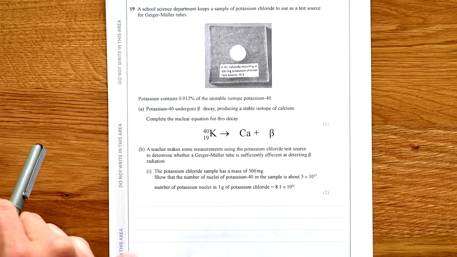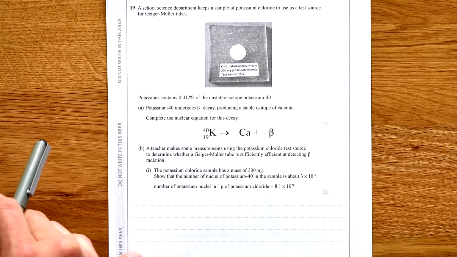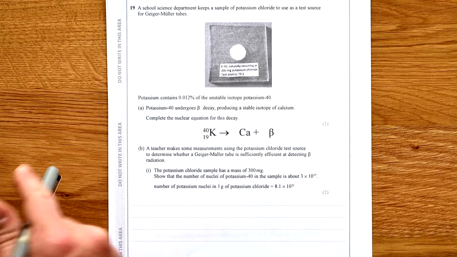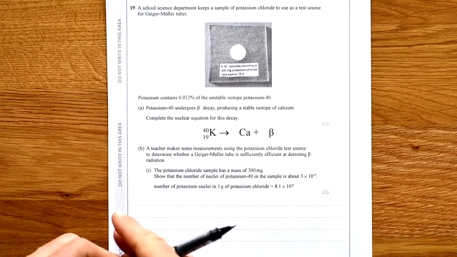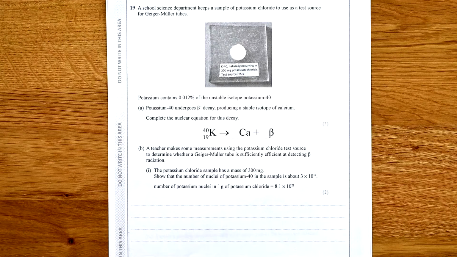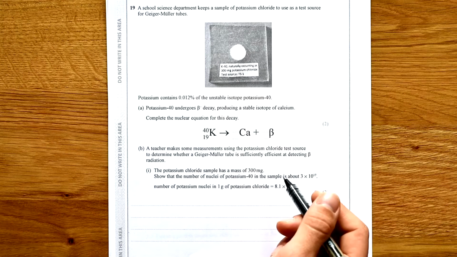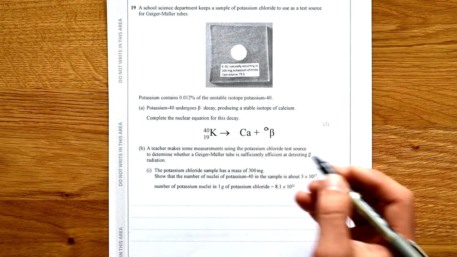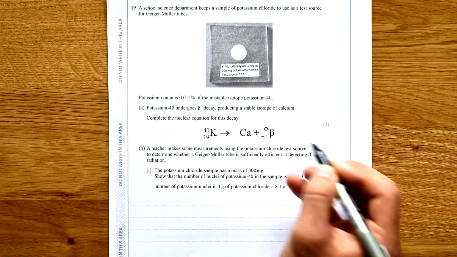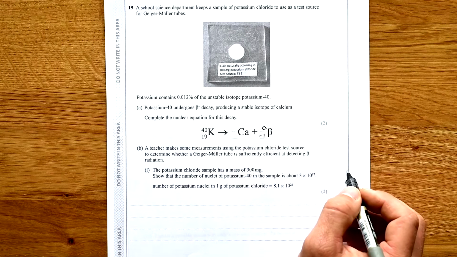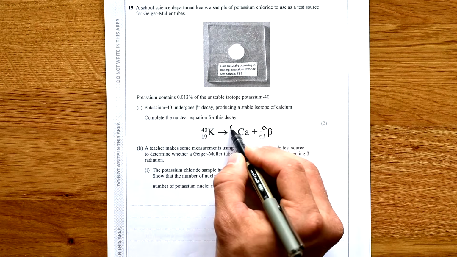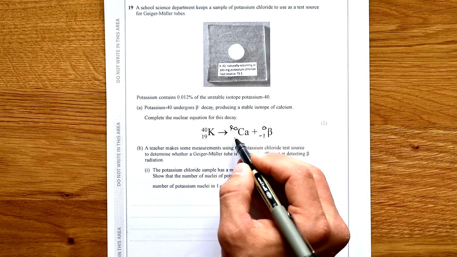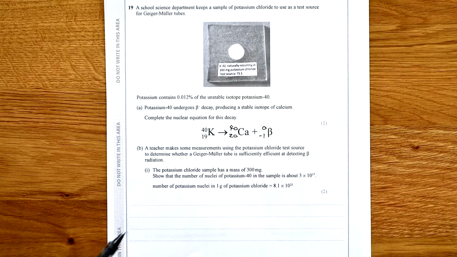19. School science department keeps a sample of potassium chloride to use as a test source for GM tubes. Potassium contains 0.012% of the unstable isotope potassium-40. Potassium-40 undergoes beta minus decay, producing a stable isotope of calcium. Complete the nuclear equation for this decay. Easy peasy, we know that the mass of a beta or electron is basically 0, and the atomic number is -1. It has a charge of -1. Therefore, mass stays the same, calcium-40, but the atomic number goes up by 1.